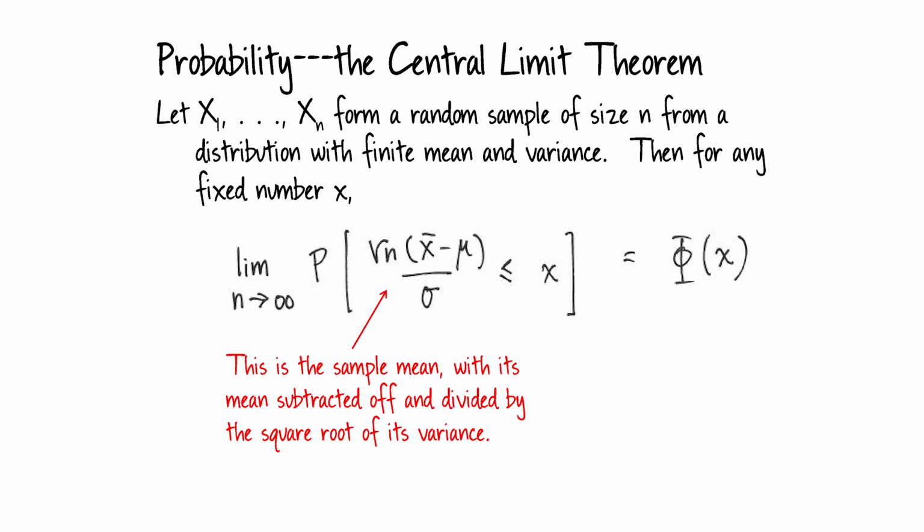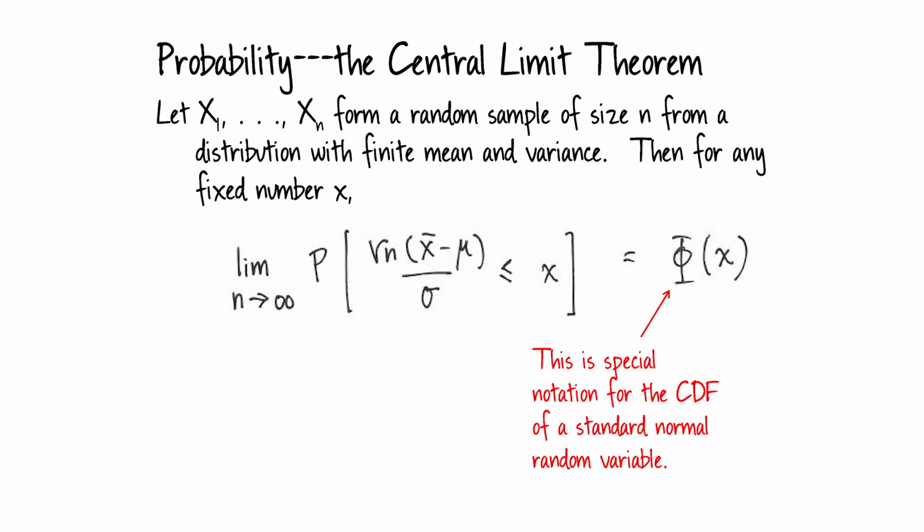And then this probability statement, this limit as n goes to infinity of the probability of this thing, is basically saying that as the sample size n gets bigger and bigger, the probability that this standardized version of the sample mean is less than some value little x is just the normal CDF evaluated at x. I didn't say that very eloquently. I should note, I think Esther used this notation as well. This is special notation for the CDF of a standard normal random variable.